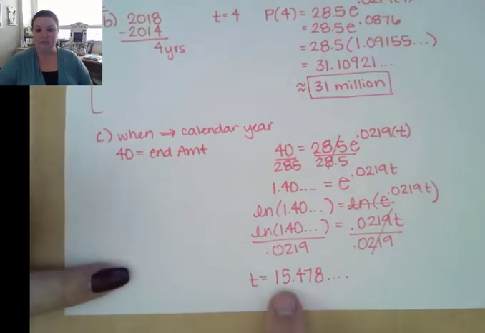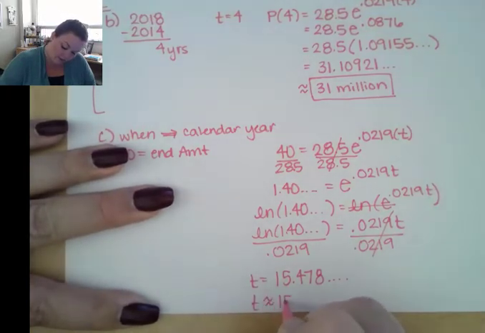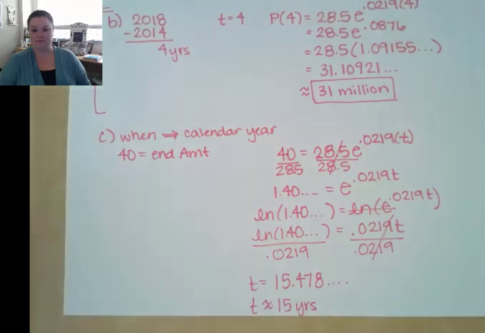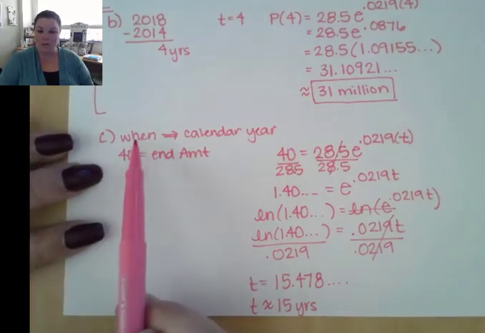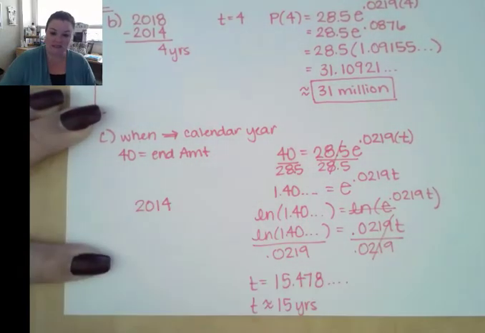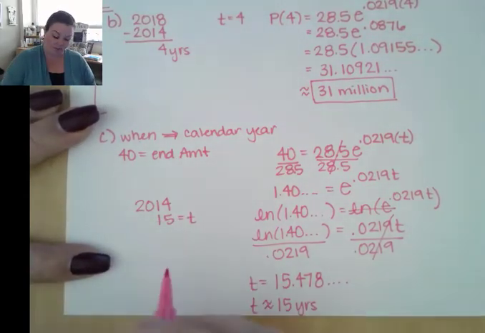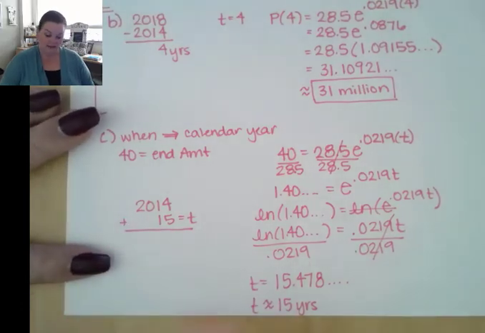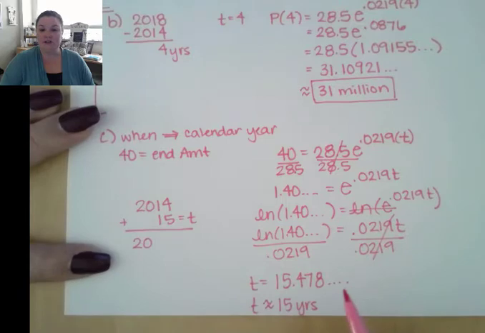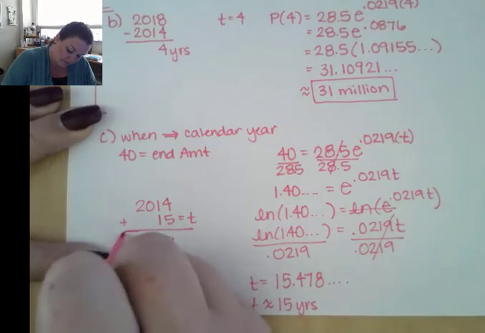Remember, t is time, so this is the number of years. So t is approximately 15 years. Now, 15 years tells us how long it took, but it didn't ask how long, it asked when. And when means we want the calendar year. Our function started in 2014, and we just figured out that it takes 15 years to reach 40 million, so I'm just going to add that. That means the population in Ghana will reach 40 million by the year 2029.